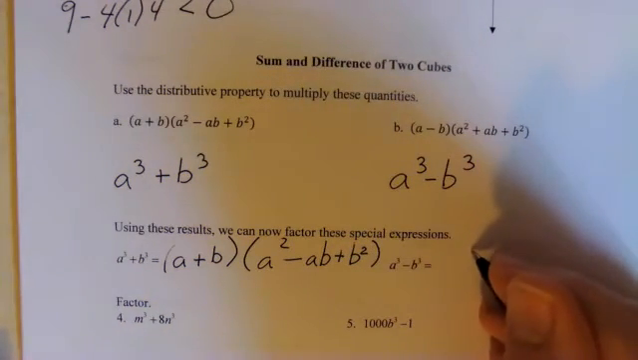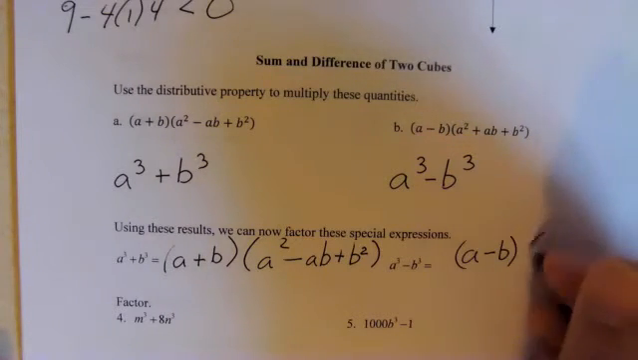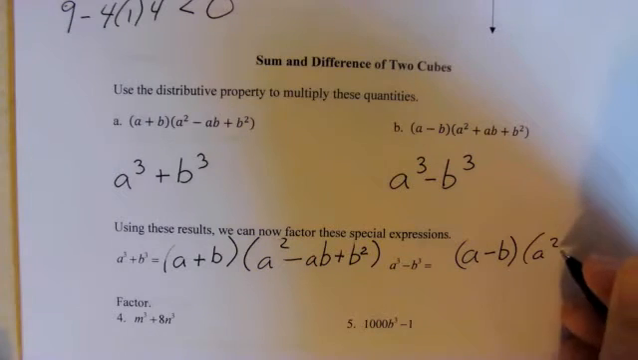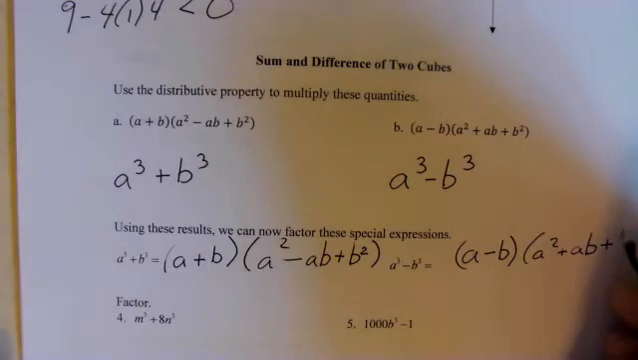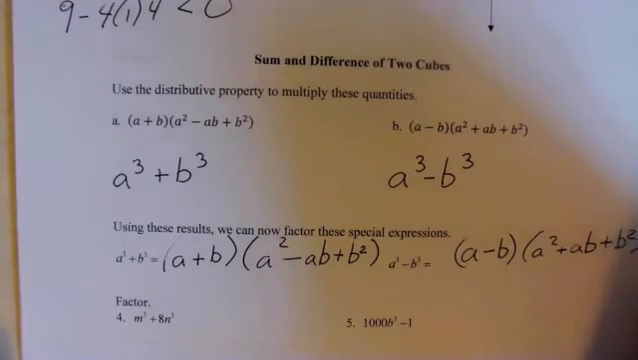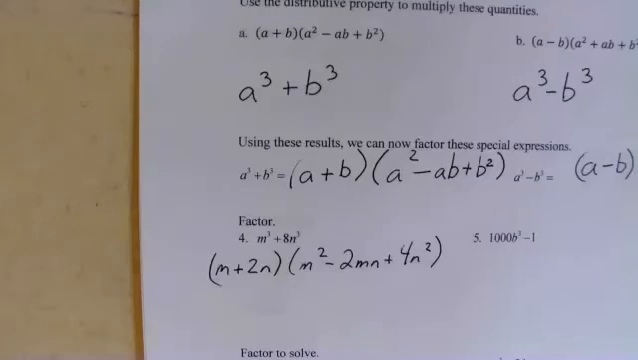So applying that same mantra, I've got a minus b with the same sign, a squared plus with a different sign, ab, and always end with a plus b squared. Okay. I can use that to factor these other three. I'm going to pause for a second indeed.